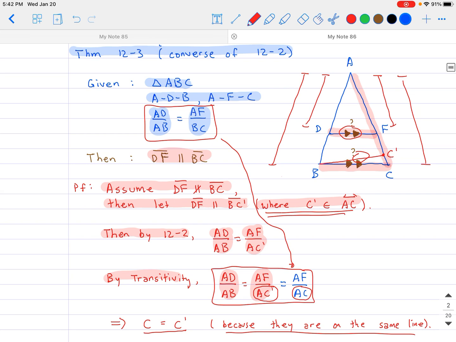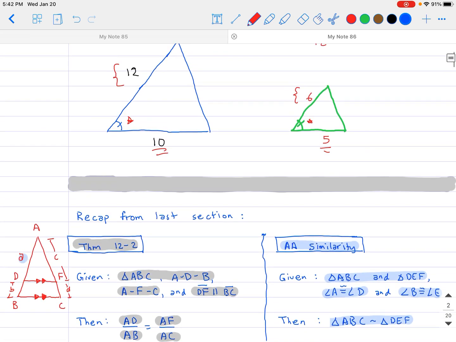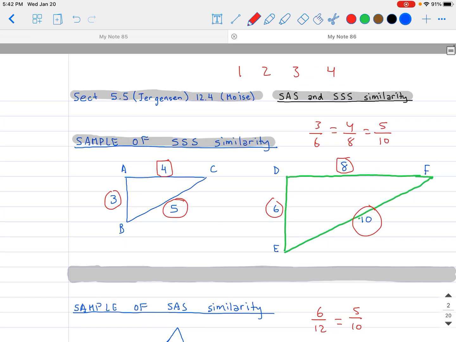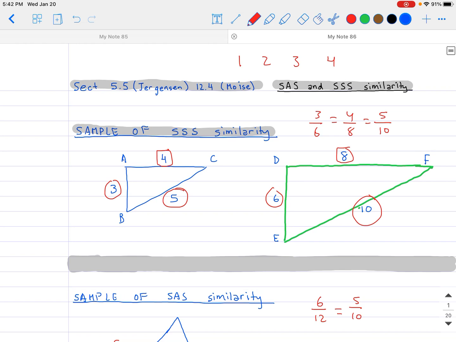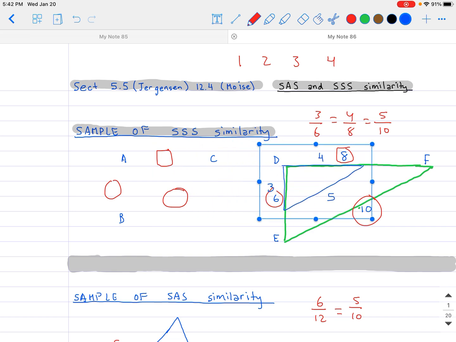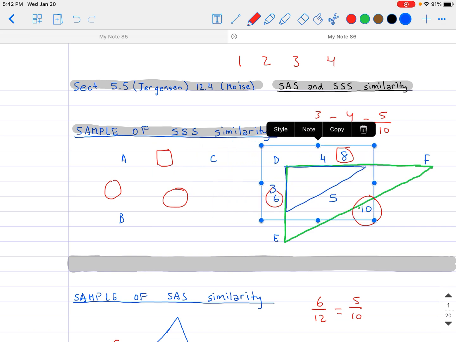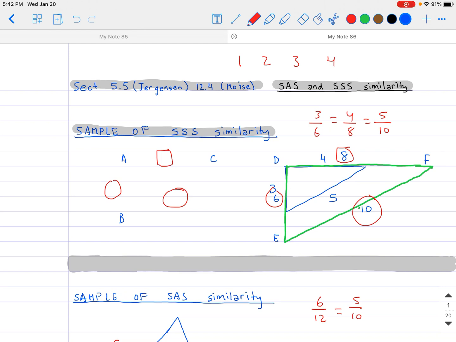Now, if you're wondering, okay, so why do we need the converse of this? Well, let's go back to the SAS and SSS situation, okay? So here, as we said, for each one of these scenarios, we can overlap the triangles to see exactly what's happening. Let me take the blue triangle over here, and I'm going to overlap it over here. And if you notice, when we overlap, the third sides over here are going to be parallel to each other because of what we just said.